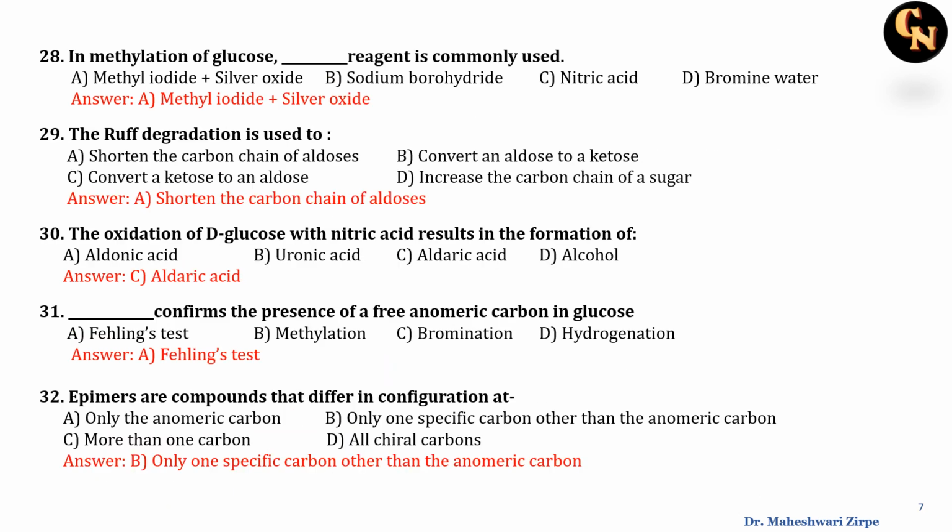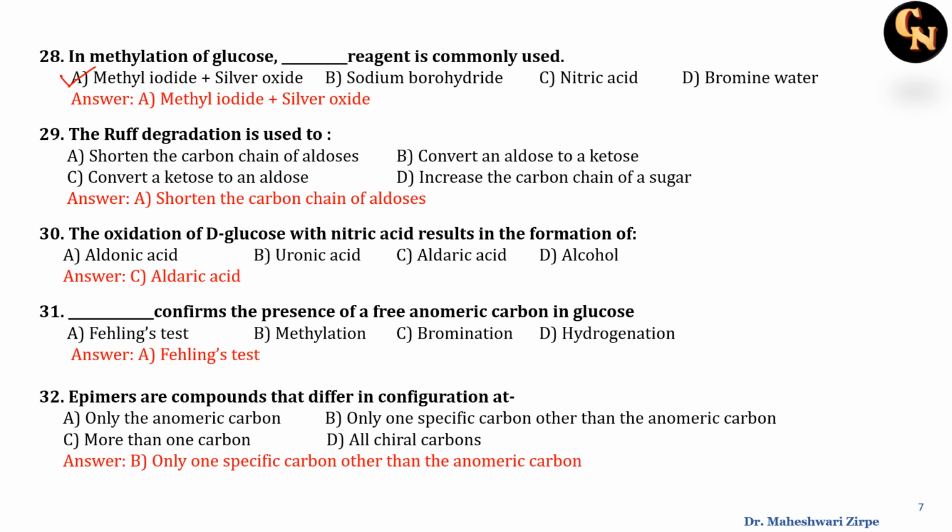Next is, in methylation of glucose, dash reagent is used. Now here it is methylation. Methylation is addition of CH3 group to the glucose. So basically in the options given you will find B is sodium borohydride, C is nitric acid, D is bromine water, but A is methyl iodide plus silver oxide. So the option A is correct because we are doing methylation, means addition of methyl. So the reagent should contain methyl group.